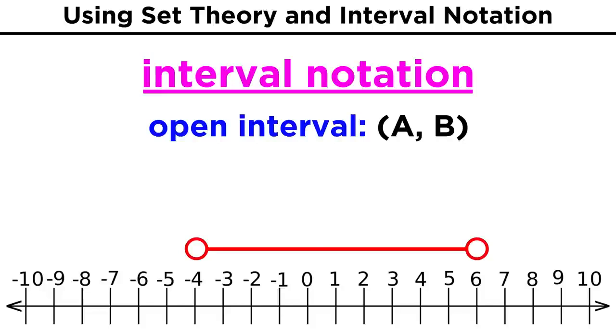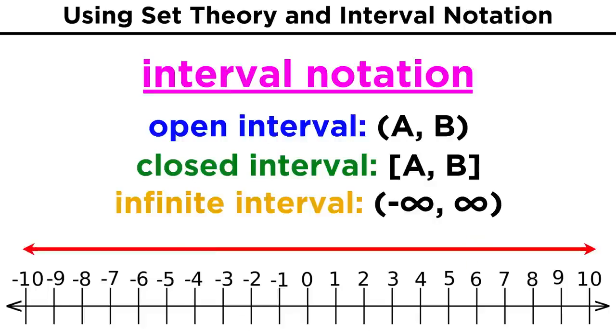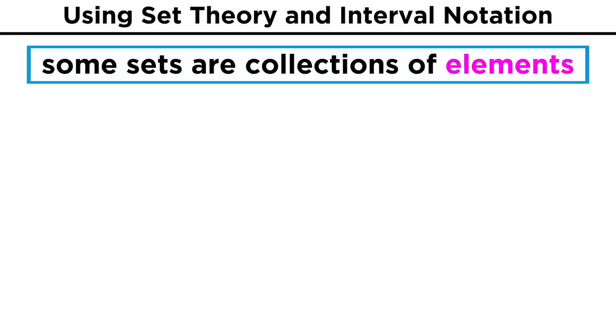We could have an open interval, which would be the set of all numbers in between a and b. We could have a closed interval, which would be the set of all numbers between a and b and including a and b themselves. Intervals that include positive or negative infinity are called infinite intervals. We can also have sets that are not continuous intervals, but rather just collections of elements.